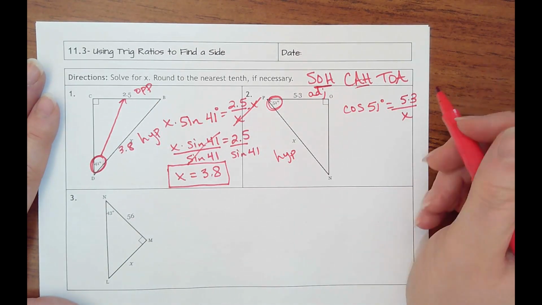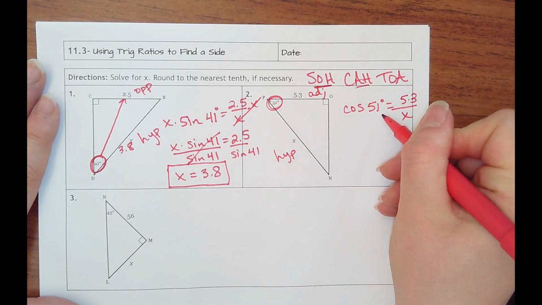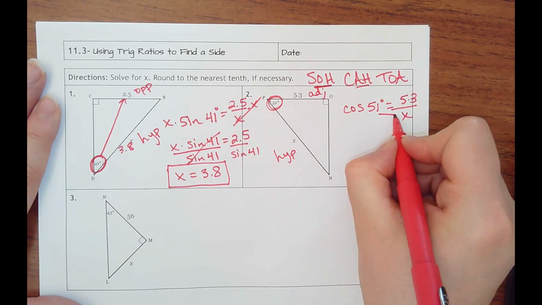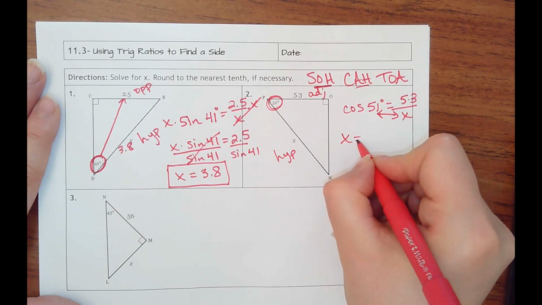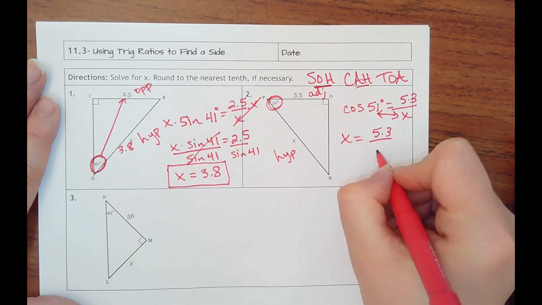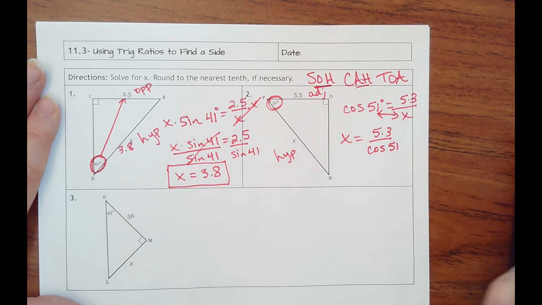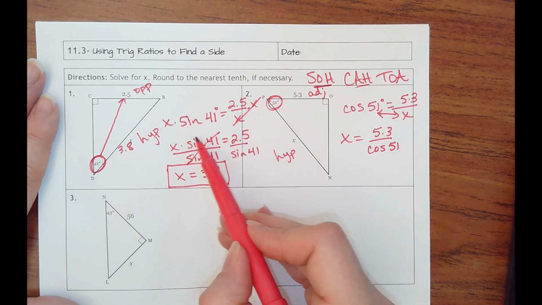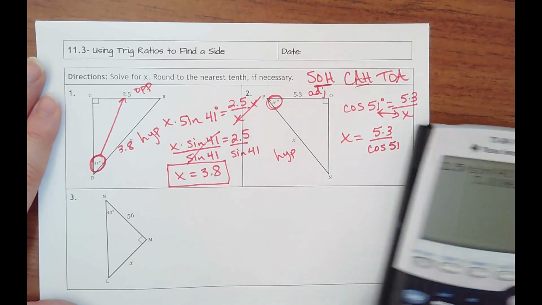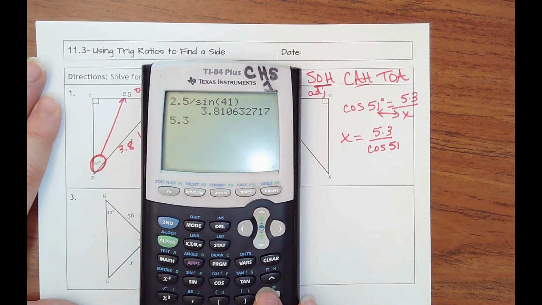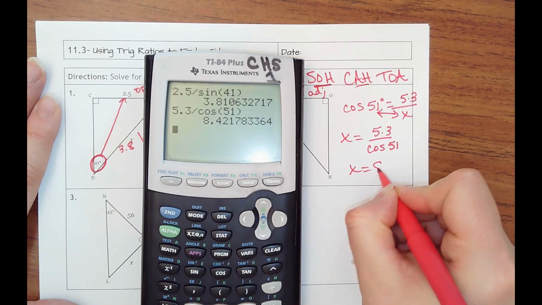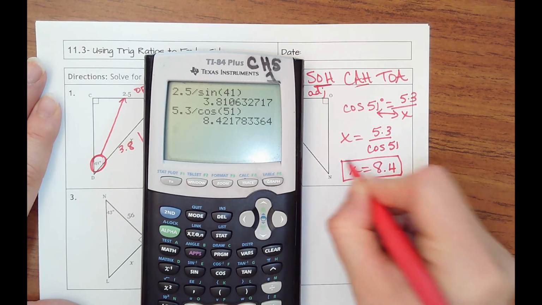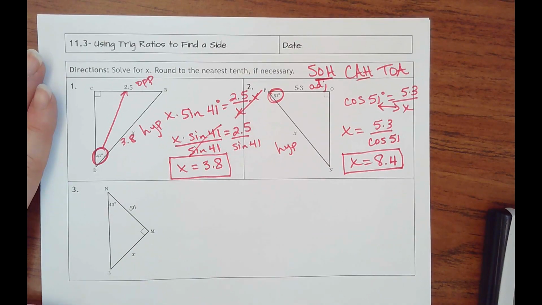So I want to show you a little trick here. Instead of multiplying by x and then dividing by cosine of 51, when x is in the denominator, you can do a little trick here and just swap these two. It speeds you up. So x can be found by taking 5.3 divided by cosine of 51, because that's what this became, was 2.5 divided by sine of 41. Just a shortcut. Okay, so now take 5.3 divided by, find cosine button of 51 degrees. And so x would be 8.4 units long for the hypotenuse. Seems reasonable.